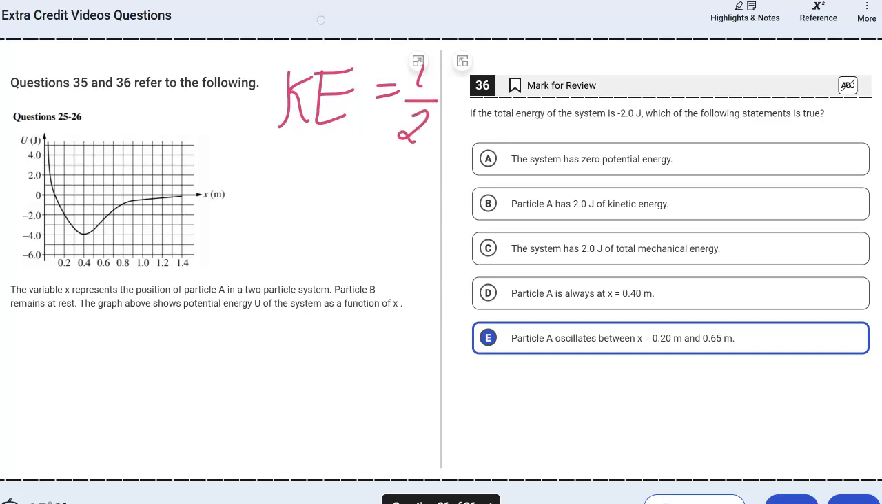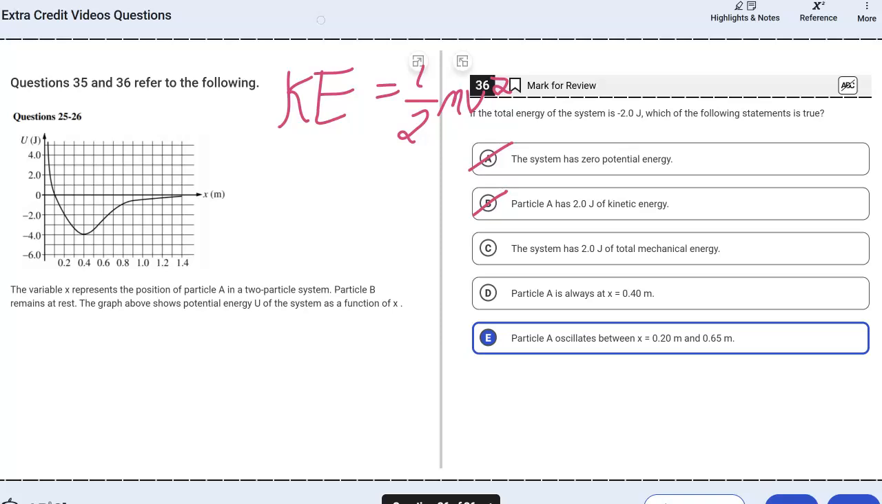So let's go through our answer choices. The system has 0 potential energy. No, the system only has 0 potential energy at one point, so that's not always the case. Particle A has 2 joules of kinetic energy. No, that's not necessarily true.